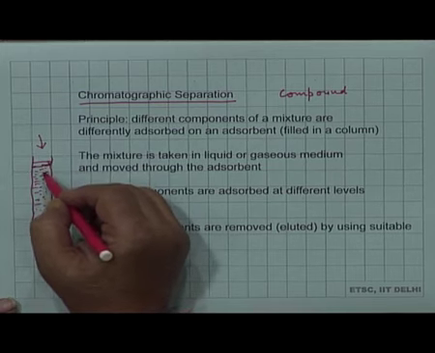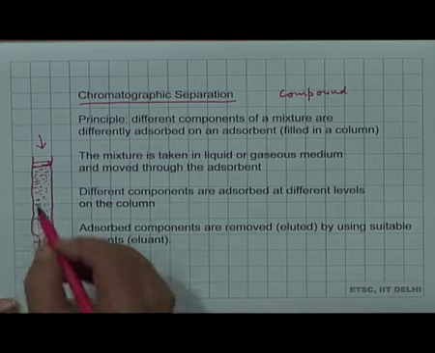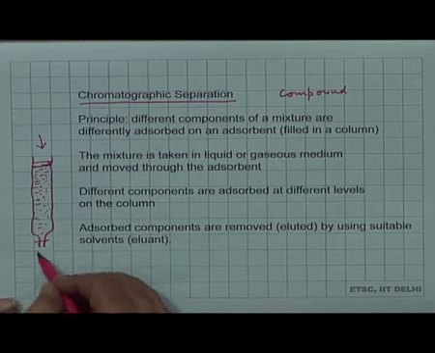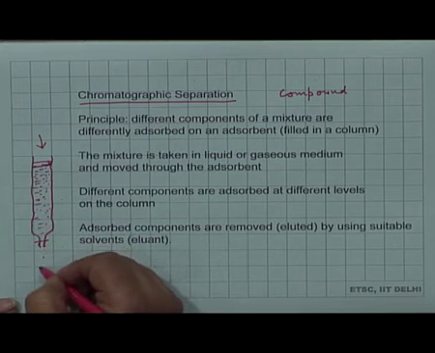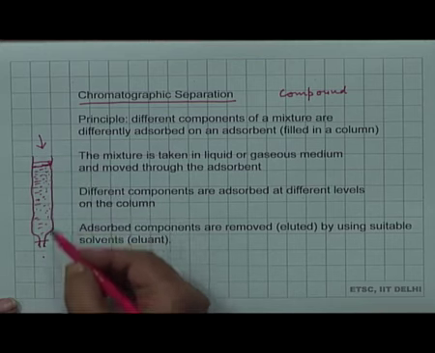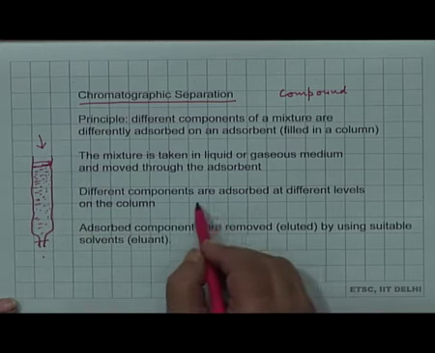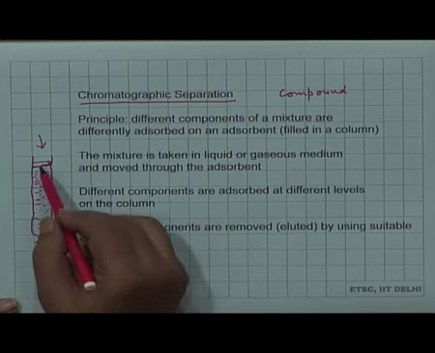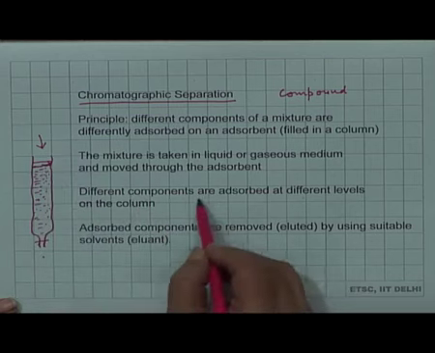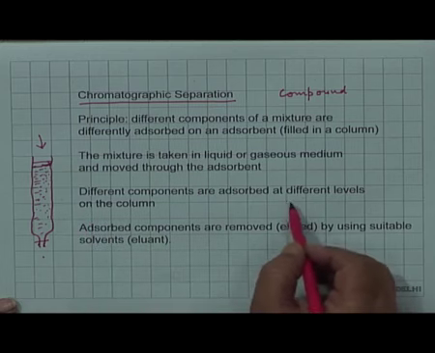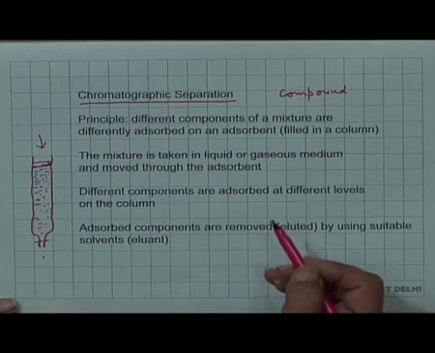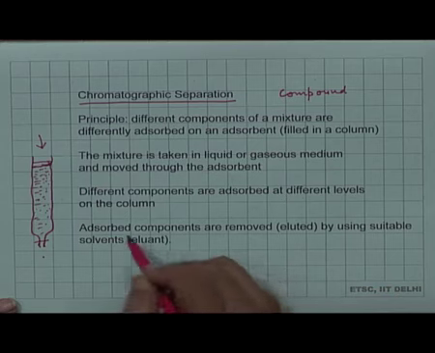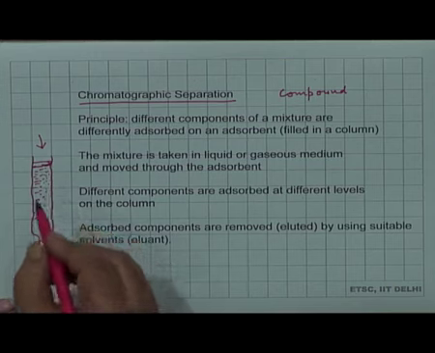When it passes through this column, the least adsorbed comes out first, then the next least adsorbed comes out. So, this process goes on because different components which you have adsorbed on the column interact with the adsorbent to different extents. Some are strongly adsorbed, some are weakly adsorbed, and as a result there is a separation.